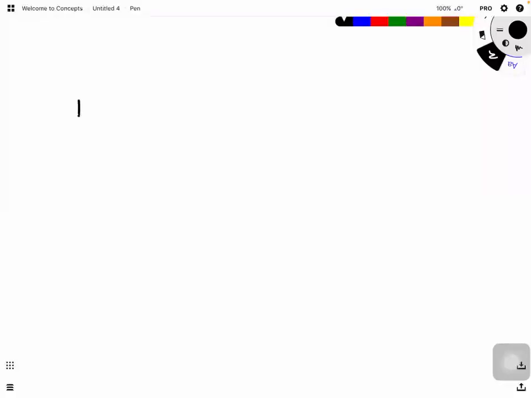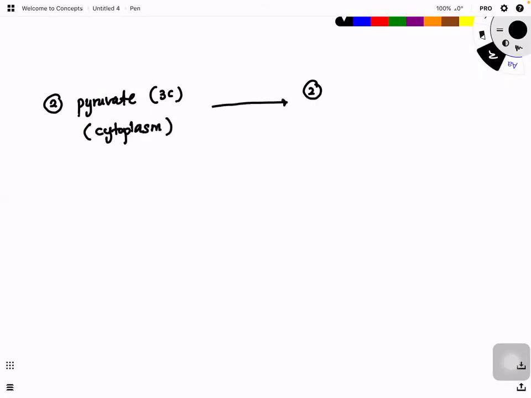So first we have pyruvate. This pyruvate is 3 carbon. We have 2 molecules of them in total that came out from glycolysis. So where are they? They are in the cytoplasm. So this pyruvate has to be brought into the mitochondrial matrix for the link reaction to take place.